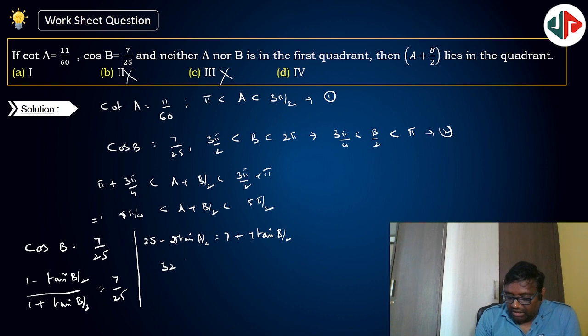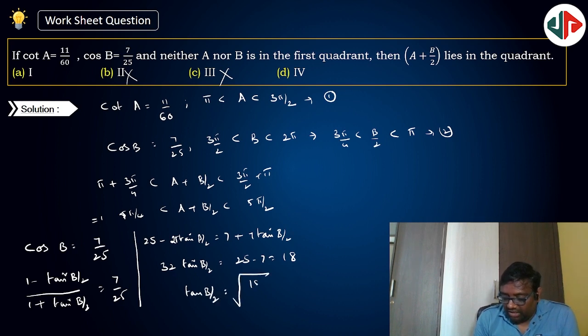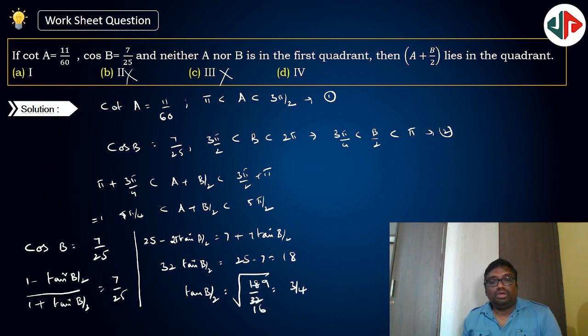So it is nothing but 32 times tan square of b by 2, 25 minus 7. So it is nothing but 18. So tan of b by 2 is equal to square root of 18 by 32, 2 nines, 2 sixteens. So 3 by 4. Now here do we write plus or minus, or only plus? Here b by 2 lies in which quadrant? Second quadrant. In the second quadrant tan is always negative.